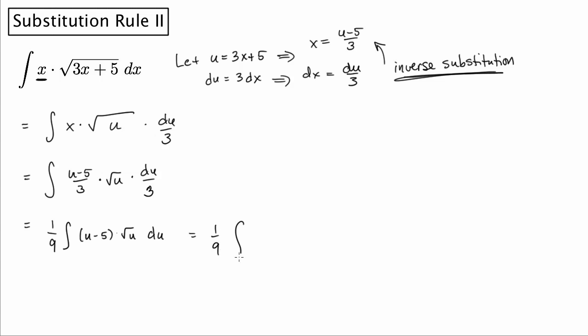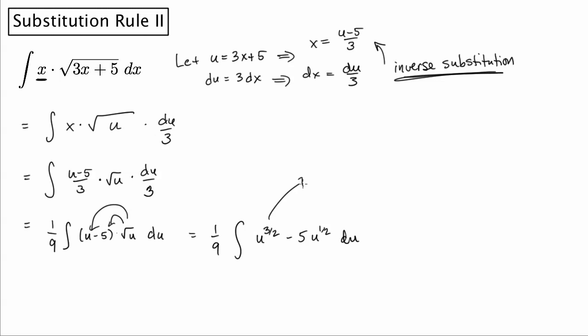To get around that, what I should do is think about distributing the square root of u. If I do that, I get u times the square root of u, which is u to the 3 halves, minus 5 u to the 1/2, which is just the square root. Now it's in a much better form. I can actually take the antiderivatives using the power rule at this point.